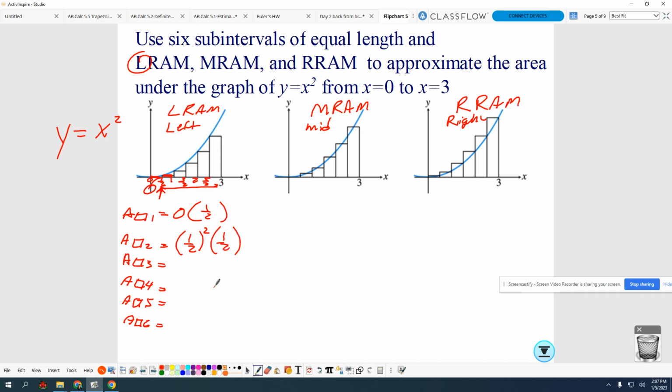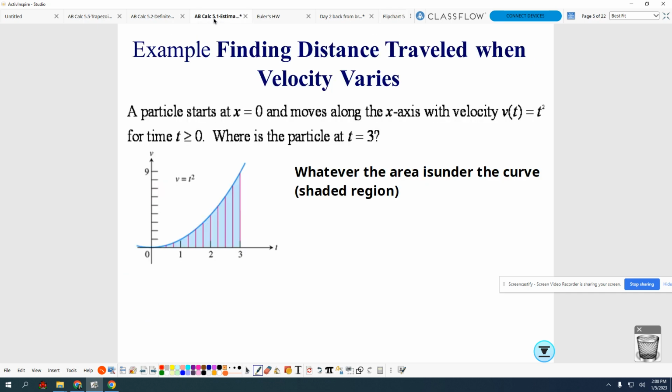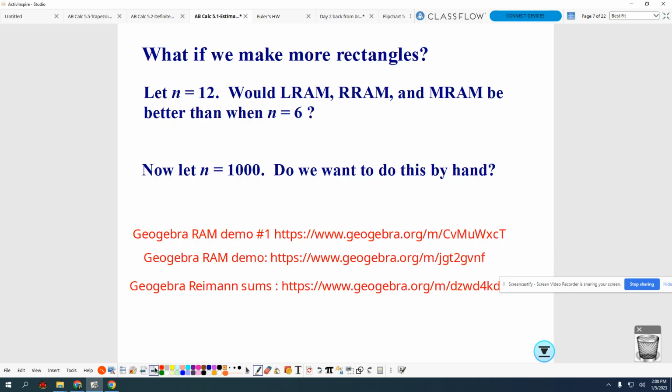In this one, all of my rectangles, it said make them equal length slices. If you wanted to be more accurate, you could make them different length slices, because you need it to be more accurate at the end, but not as much elsewhere.